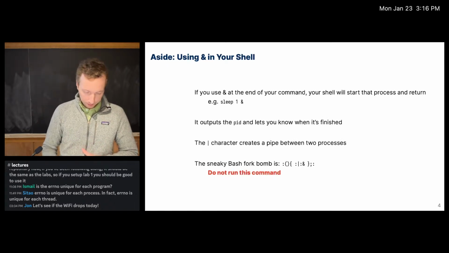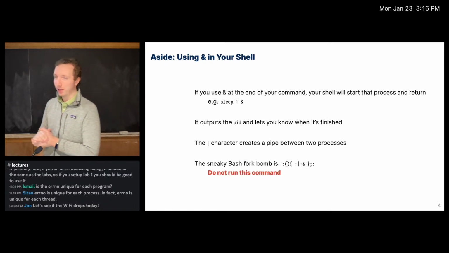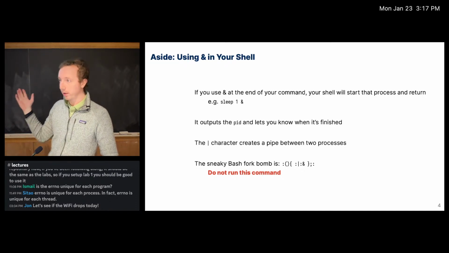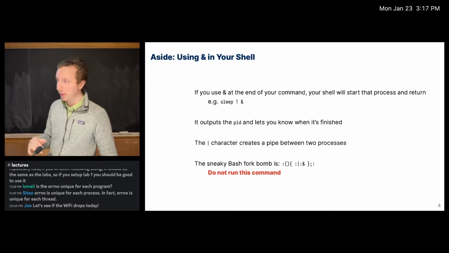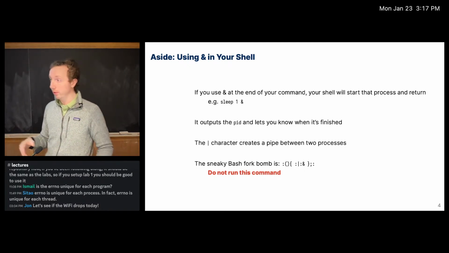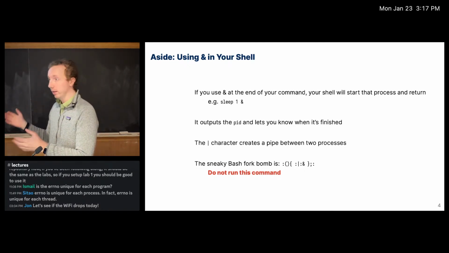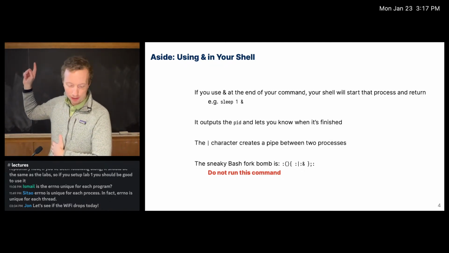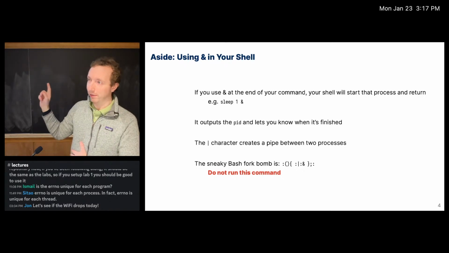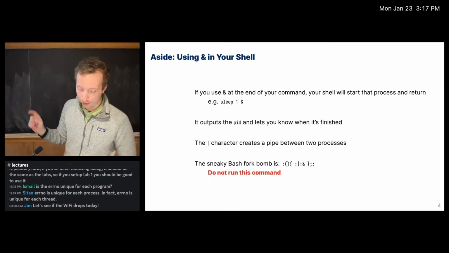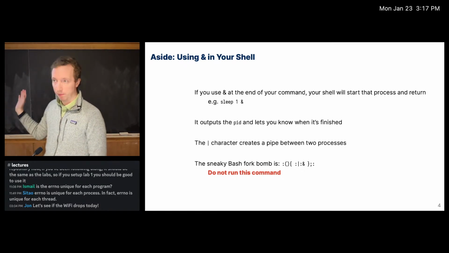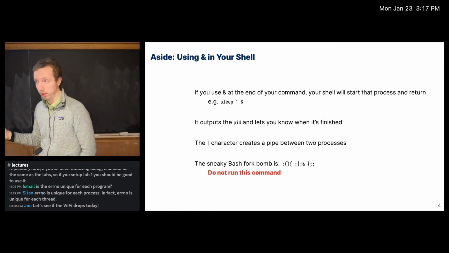First, I'll do a quick aside. We saw that we can fork and create a new process and just let it run. You can actually use your shell to create a new process and not wait on it, so it returns immediately. That's using the ampersand sign. If you use an ampersand at the end of a command in your shell, it starts that process and returns instantly, lets it run in the background, and will tell you when it's done.